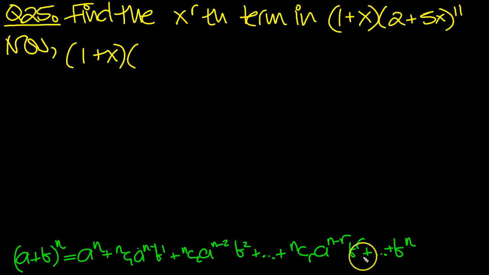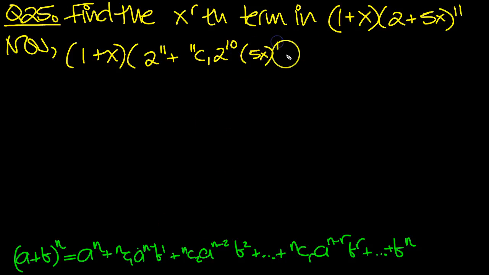Here's the formula here. So n is 11, so it's 2 to the 11 is the first term. Plus, then it would be 11c1, 2 to the 10, isn't it? 1 less. And then b, the second term, 5x to the 1. Then it carries on like that. So the next term would be 11c2, 2 to the 9. You diminish the first term's powers, and you increase the second term's powers to 2.